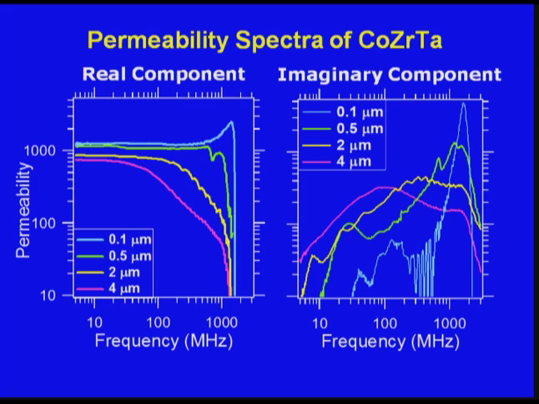So here we're plotting permeability versus frequency. On the left is the real component, on the right is the imaginary component. The imaginary component comes into play when your B and H fields are 90 degrees out of phase, so you don't want that. Basically, it results in losses. What you see here is that depending on the film thickness, the roll-off in the permeability will start to kick in at lower and lower frequencies.